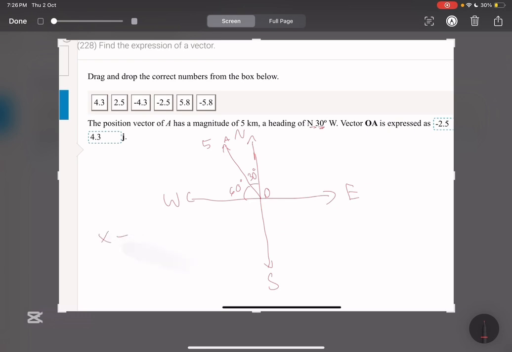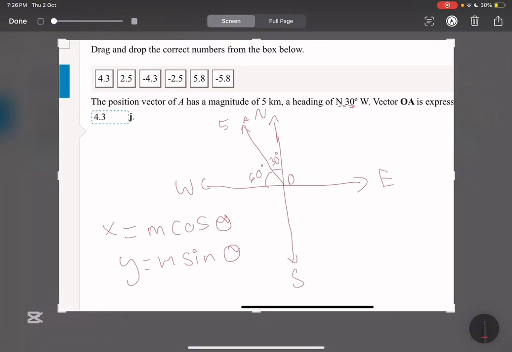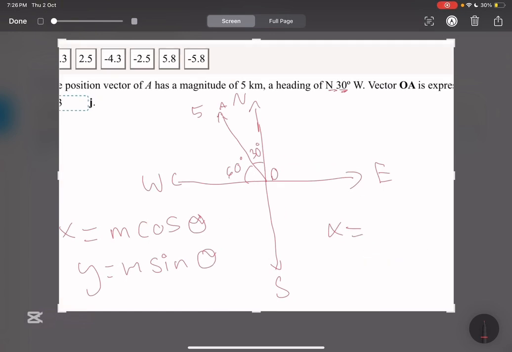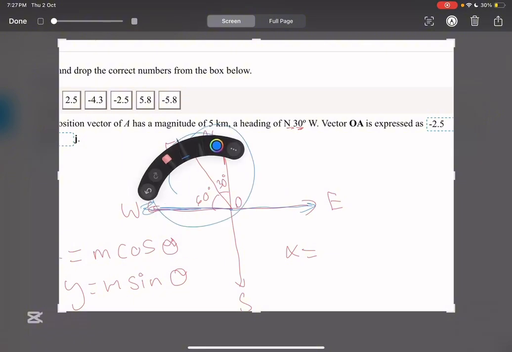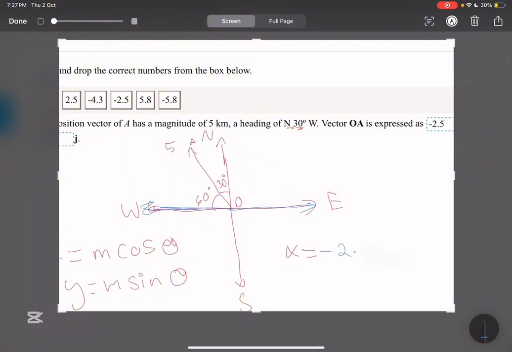So remember, x component is magnitude cosine the angle, and y component is magnitude sine the angle. Okay, so x is going to be m, which is 5, cosine the angle with the horizontal, which is 60, and you get 2.5, but it's on the negative x side. This is positive x, and this is negative x. Since it's on this side, it will be negative 2.5.